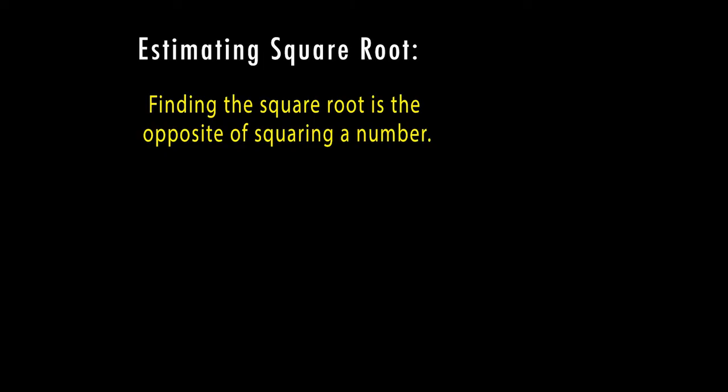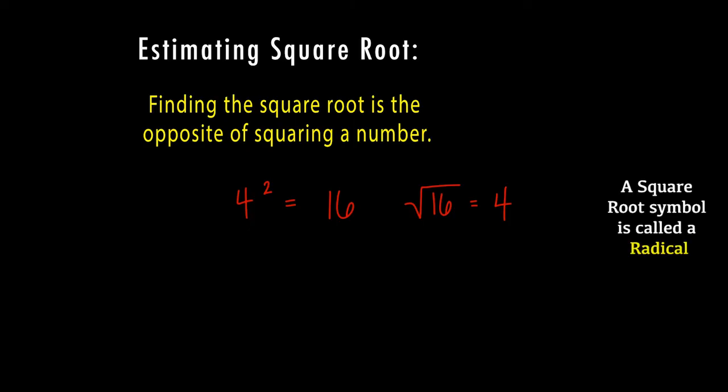So if I had the number 4 squared, that's going to equal 16. If I take the square root of 16, it's going to equal 4. So we have 16 inside the radical, so the square root of 16 is 4 because 4 times 4 equals 16. So it's easy to find the square root when we have perfect squares.